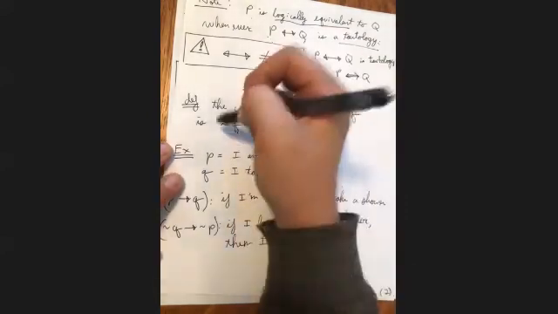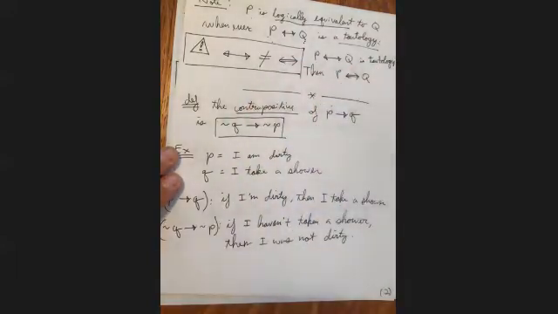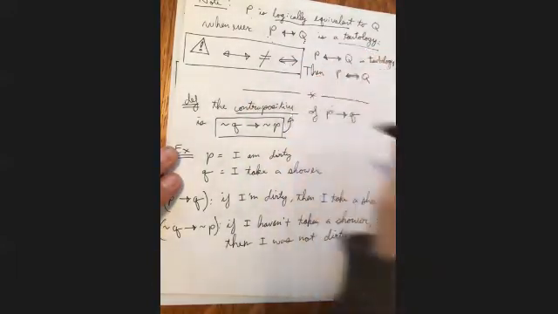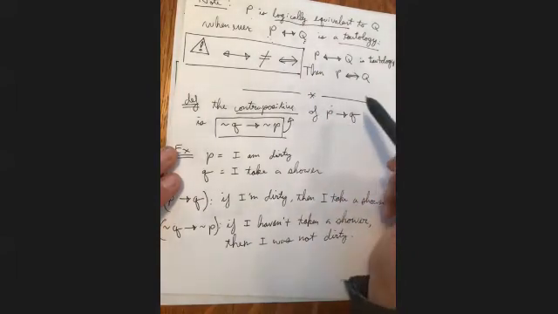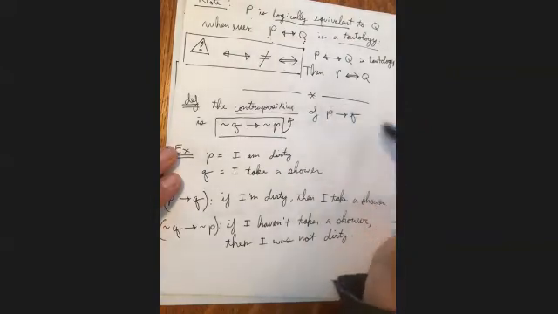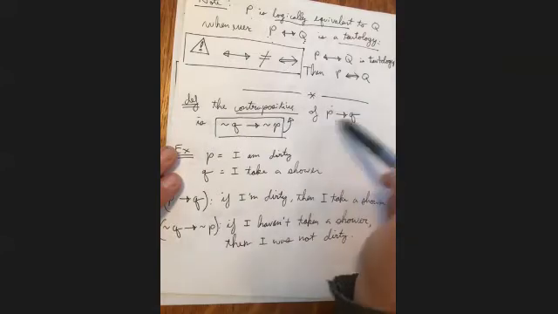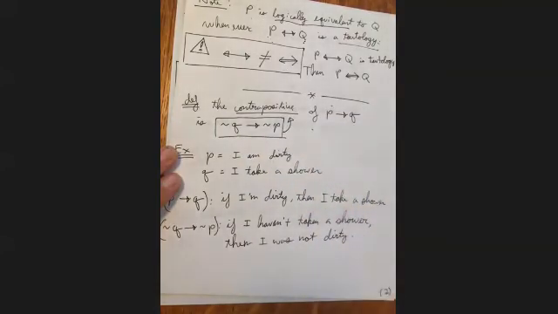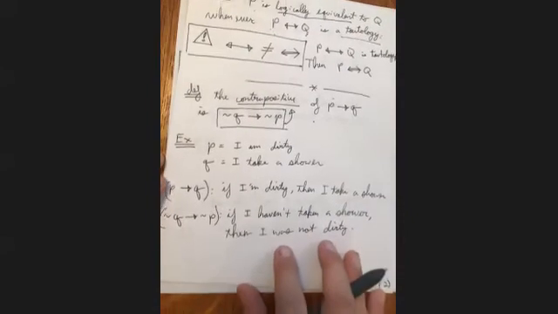So let me say this more clearly. This statement is the contrapositive of P implies Q. So whenever you're given some implication statement, you can always form the contrapositive by flipping the variables around and negating them. The claim is that this is logically equivalent. So we'll go over that.